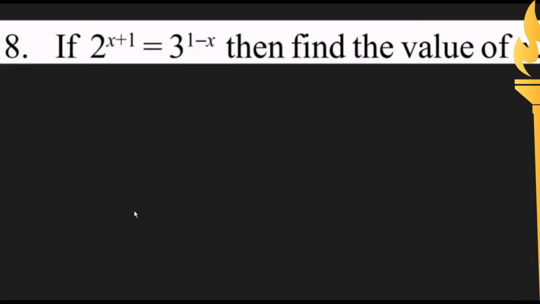Eighth question of exercise 1.5, we have 2 power x plus 1 is equal to 3 power 1 minus x, and we have to find the value of x. So 2 power x plus 1 is equal to 3 power 1 minus x. Since x is in the power, we have to apply log on both sides.